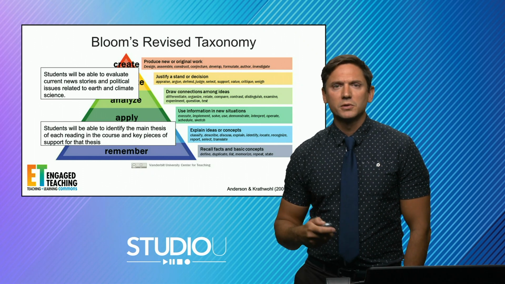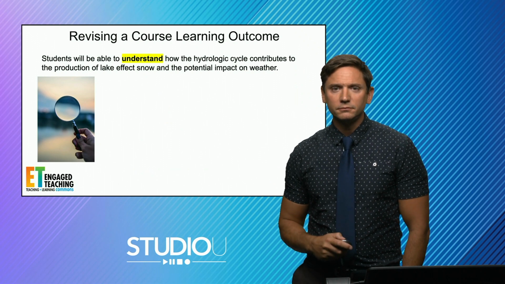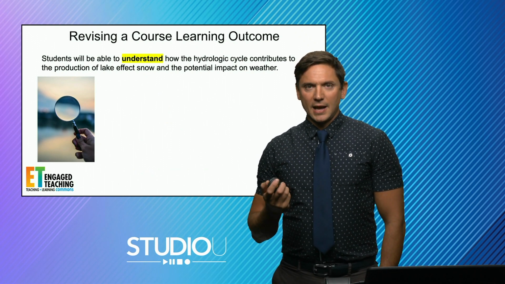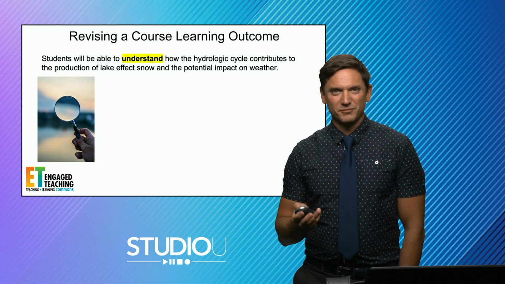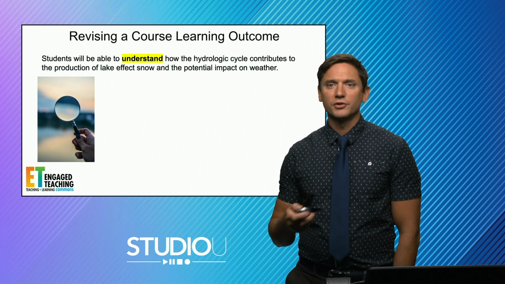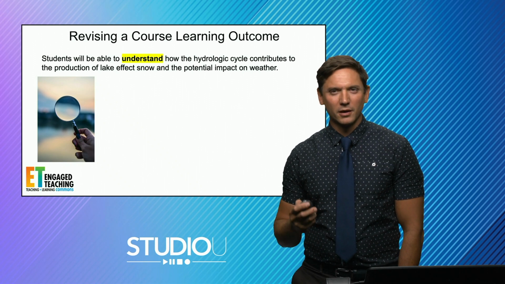So Bloom's taxonomy is going to be really important when writing our course learning outcomes. Let's take this for example. This particular outcome talks about understanding. It's quite hard to measure understanding in this sense. Students will be able to understand how the hydrologic cycle contributes to the production of lake effect snow and its impact on weather.